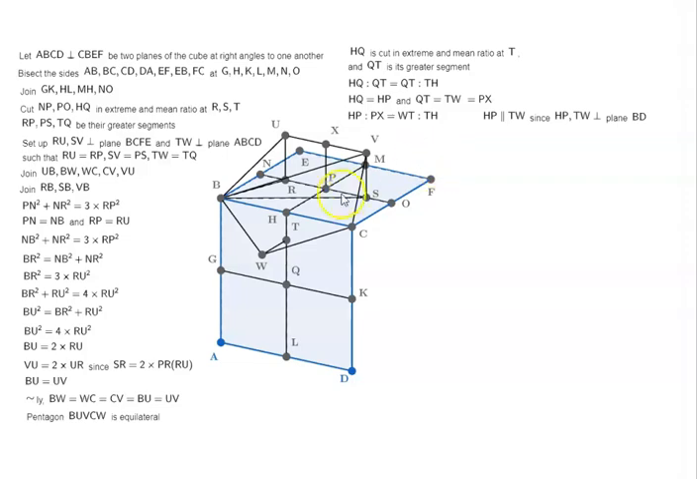So that means HP is parallel to TW, since HP and TW are perpendicular to the plane BD, one to this side and one to the other side. Now, again, TH is parallel to PX, since TH and PX are perpendicular to the plane BF, one to this side, one to the other side. So, triangle XPH.